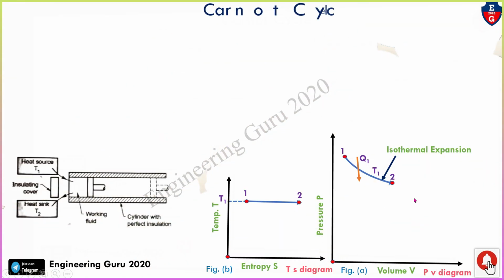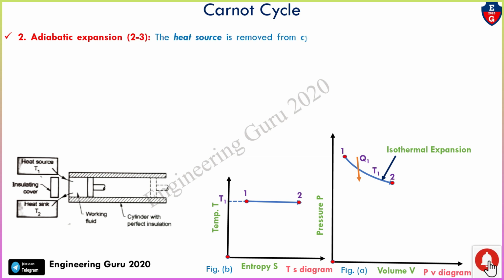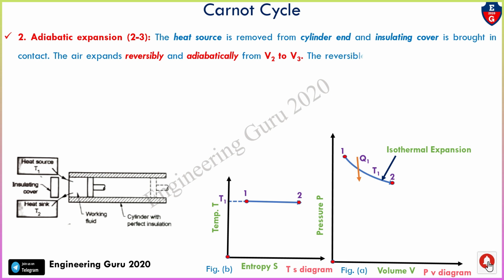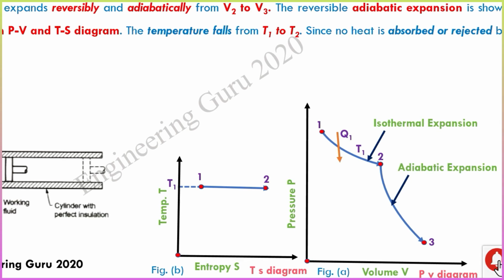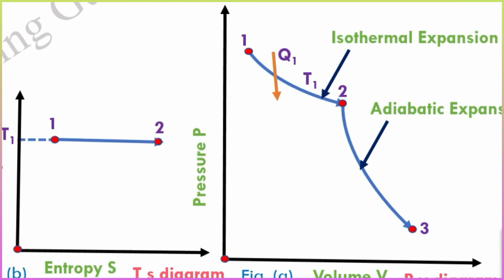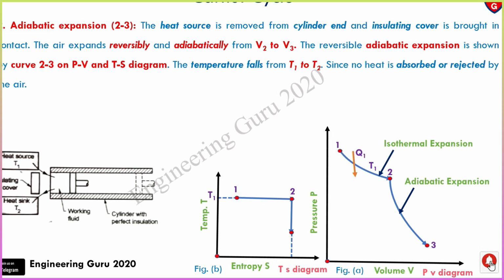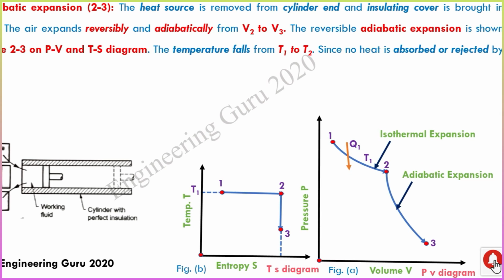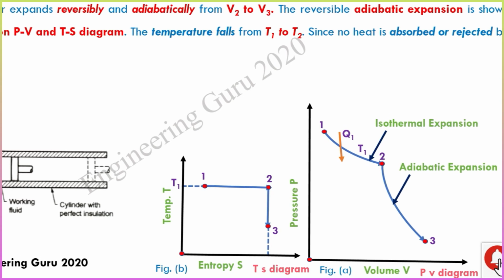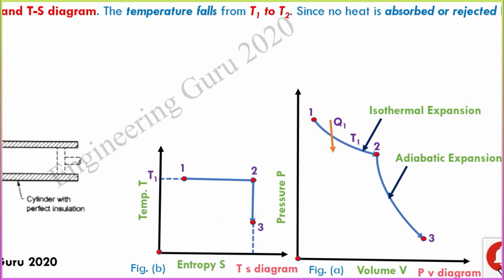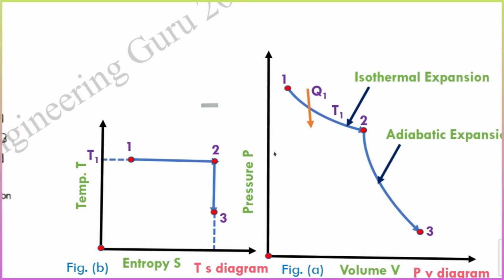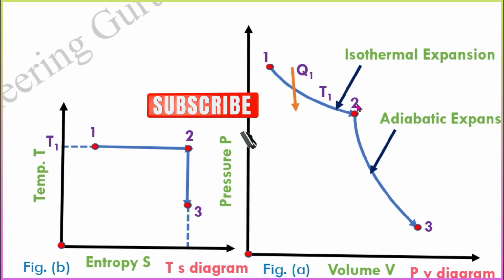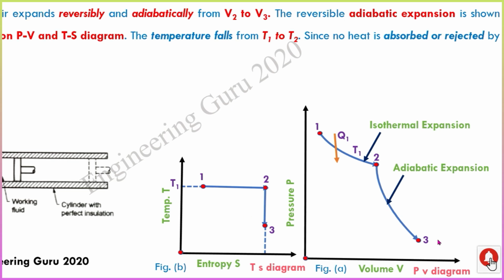Now let's see the second process, that is adiabatic expansion 2-3. The heat source is removed from the cylinder end and the insulating cover is brought into contact. The air expands reversibly and adiabatically from V2 to V3. The reversible adiabatic expansion is shown by curve 2-3 on the PV diagram and TS diagram. The temperature falls from T1 to T2 since no heat is absorbed or rejected by the air. Now understand in the figure, we can say this is point 2 and this is point 3 in the PV diagram.